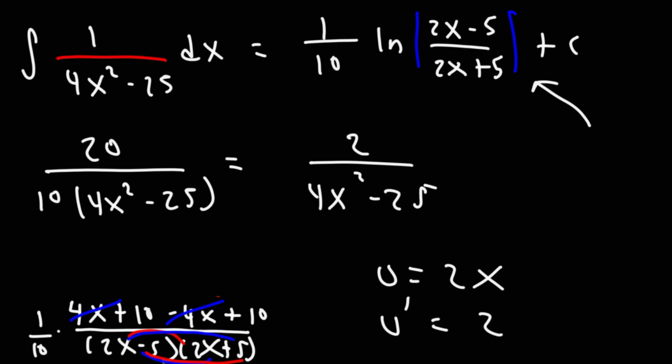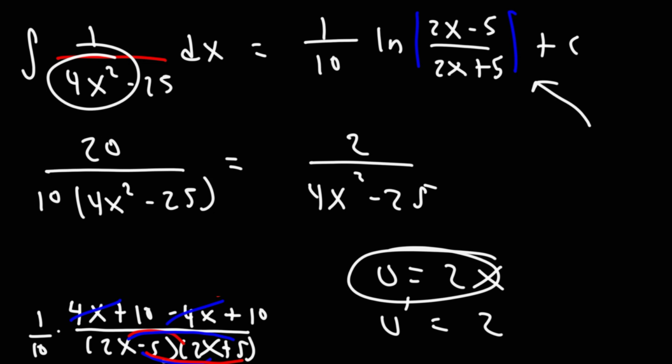So if you're going to divide it by u prime, make sure that u prime is a constant, which means u has to be a linear function. If u squared was like x to the fourth, u would be like x squared, and u prime will be something with an x. It won't work in that case.